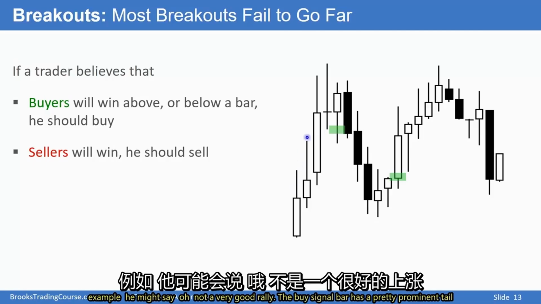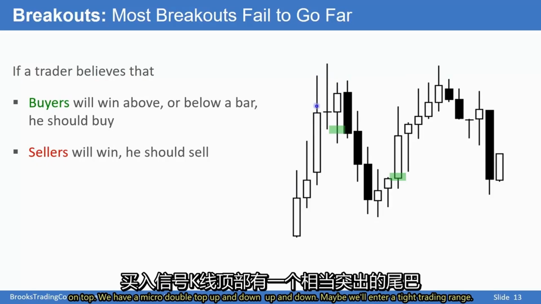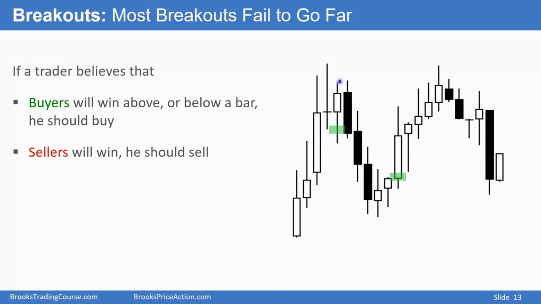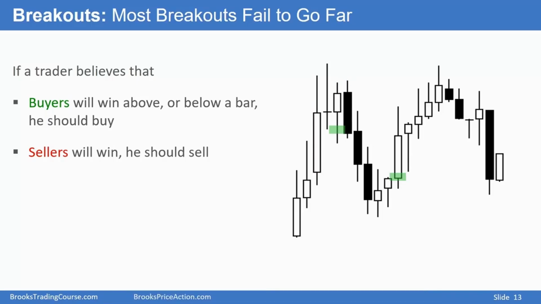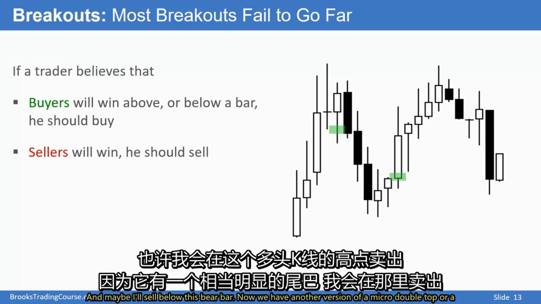So for example, he might say, not a very good rally. The buy signal bar has a pretty prominent tail on top. We have a micro double top, up and down, up and down. Maybe we'll enter a tight trading range. Maybe I'll sell above the high of this bull bar. It has a fairly prominent tail, and I'll sell there. And maybe I'll sell below this bear bar.